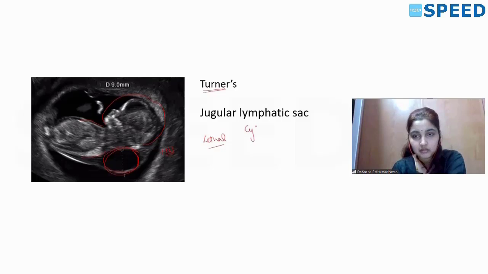This is cystic hygroma. And this is different from increased nuchal translucency. This is because of collection of fluid in the jugular lymphatic sac of the baby, and it is commonly seen in Turner syndrome, and you need to offer the patient termination of pregnancy.